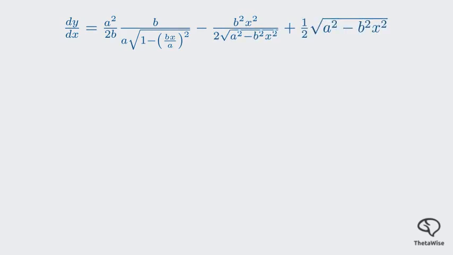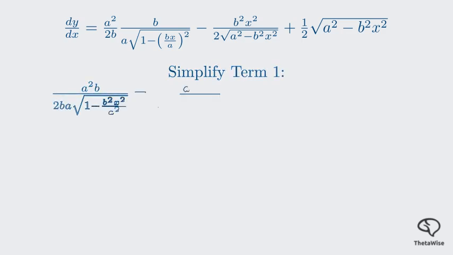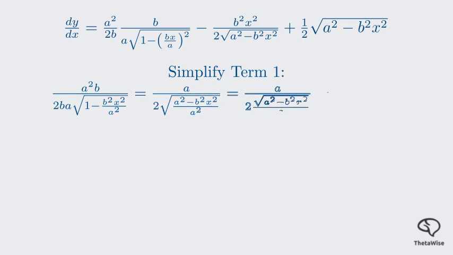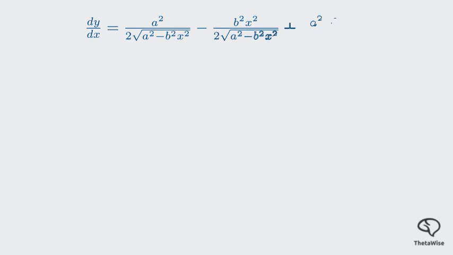Let's start with the first term. In the numerator, a squared times b over 2b times a simplifies to a over 2. The denominator becomes the square root of a squared minus b squared x squared, all over a, which is just the square root over a. This gives us a squared over 2 times the square root of a squared minus b squared x squared. Now our full expression for dy/dx is much cleaner. It's the simplified first term plus the simplified product rule terms.